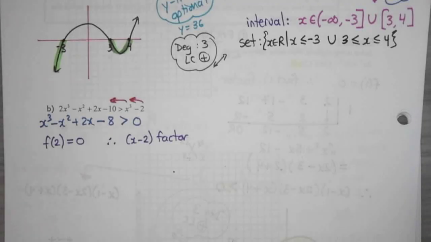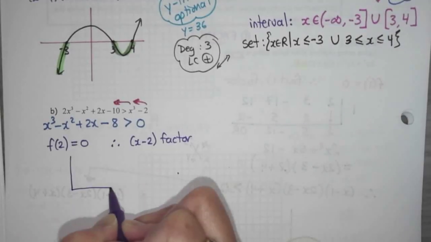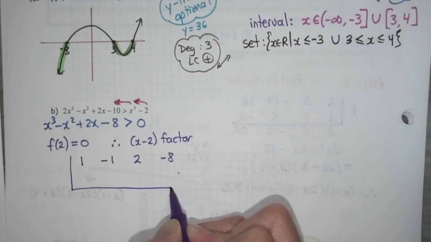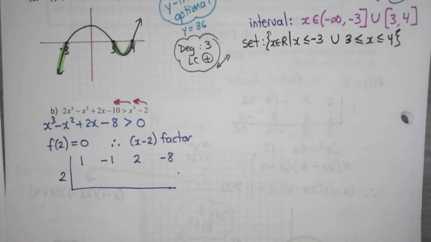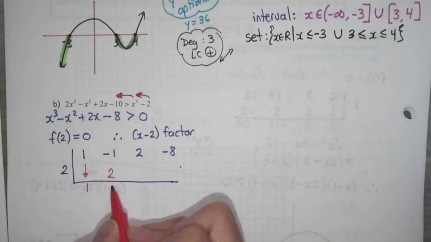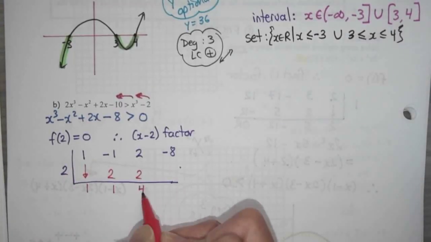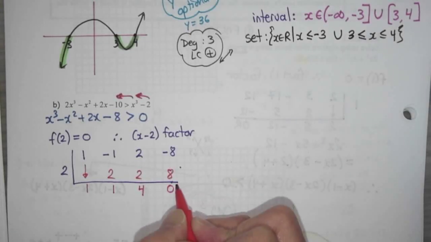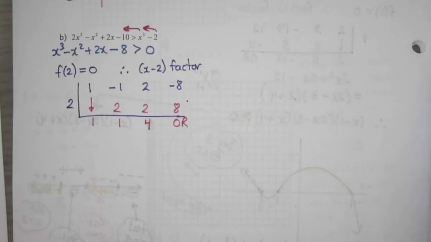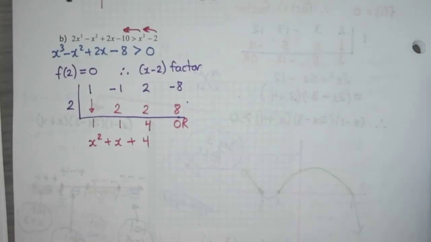And we're going to do synthetic. So I'm going to grab this and go 1, negative 1, 2, negative 8. And this is 2. 2 times 1 is 2. Add it, it'll be 1. 2 times 1 is 2. Add it, it'll be 4. 2 times 4 is 8. Add it, you get 0, which is good. Okay, and then this gives me x squared plus x plus 4.